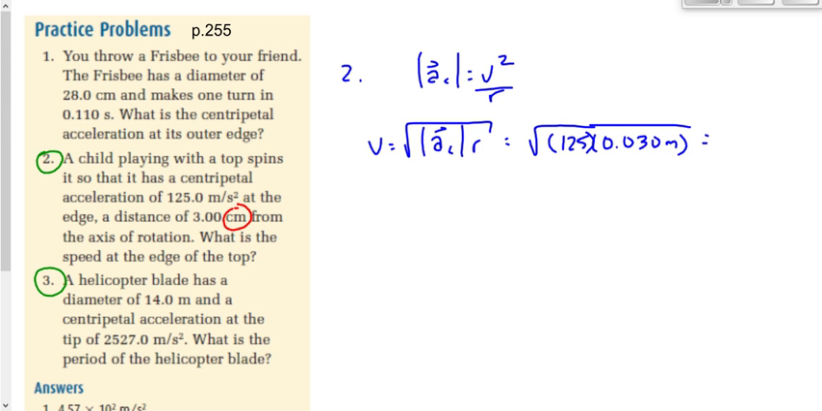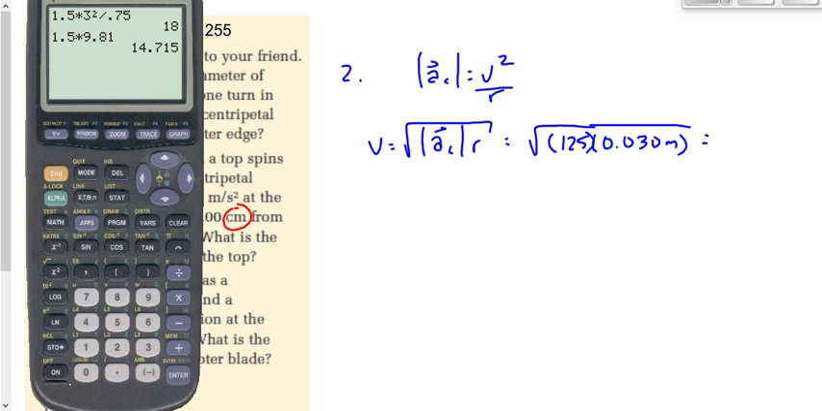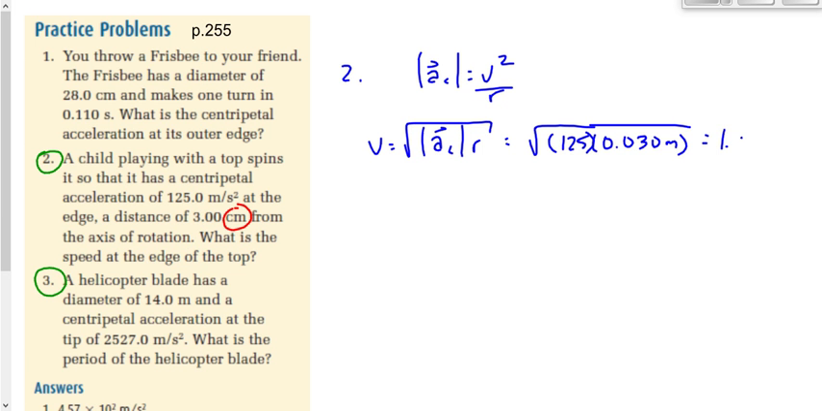Let's do this on the calculator here. Let's say 125 times 0.03. Let's press equals, and then let's square root that. And when we do, we get 1.94 meters per second. 1.94 meters per second. Good?